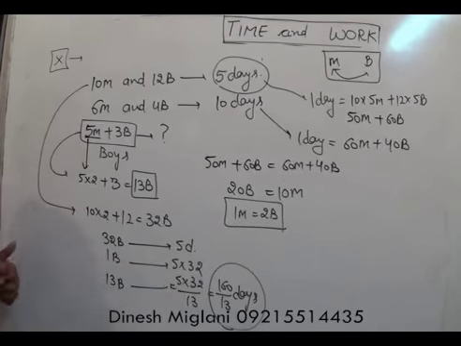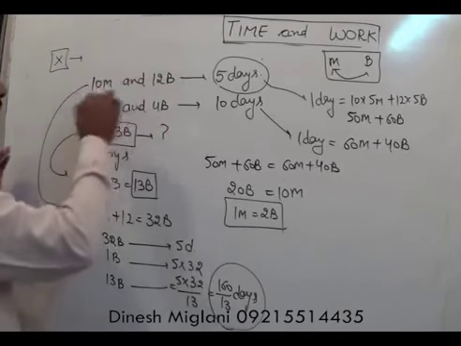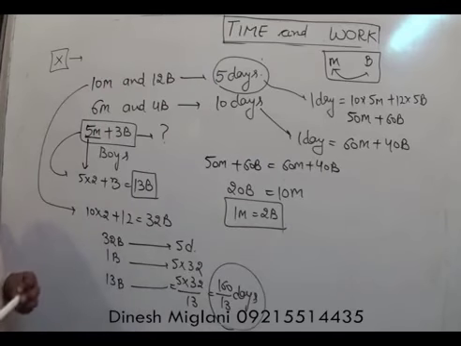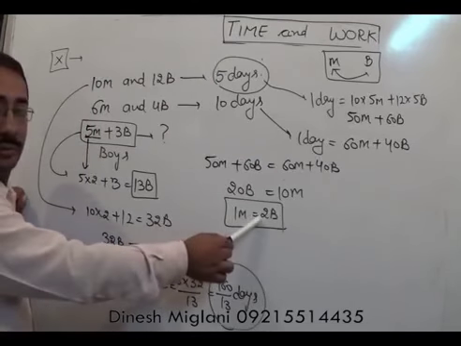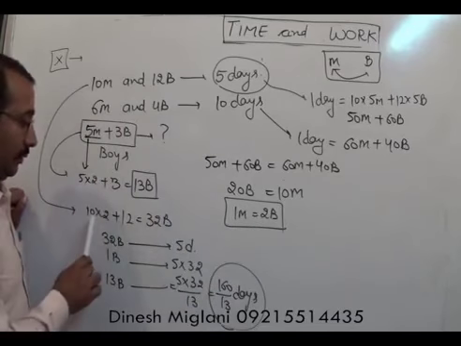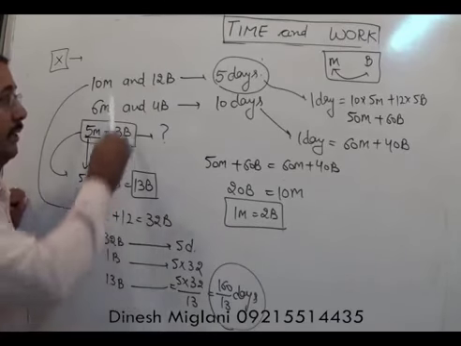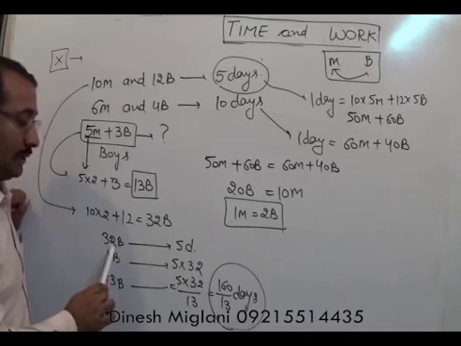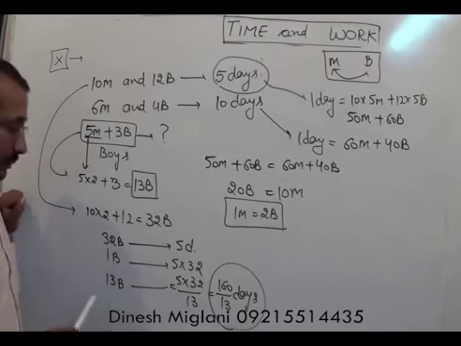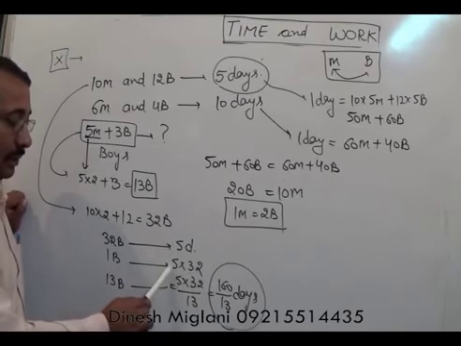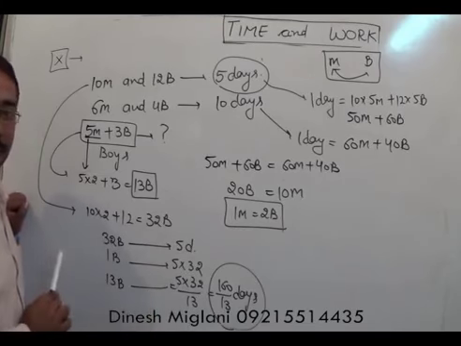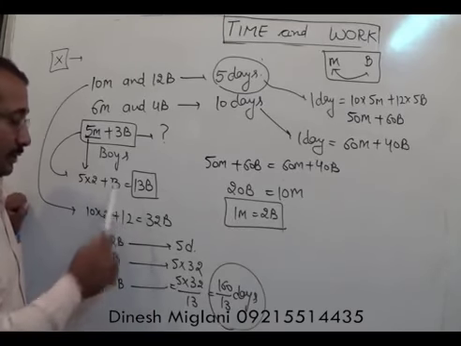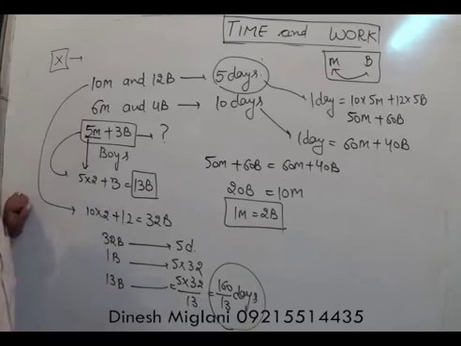In the second case, now I need some standard information for how much time boys will take. So I simply say that 10 men are equal to 20 boys, plus 12, 20 plus 12, 32. It means 32 boys can do the work in 5 days. 1 boy will do the same work in 5 into 32 days. And how many boys do we take? 13. The answer is 160 upon 13 days.